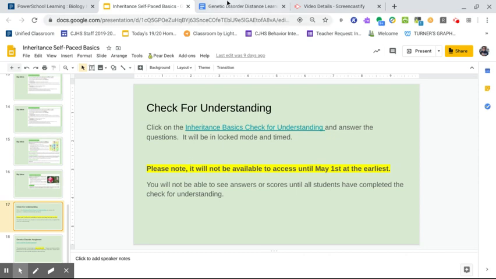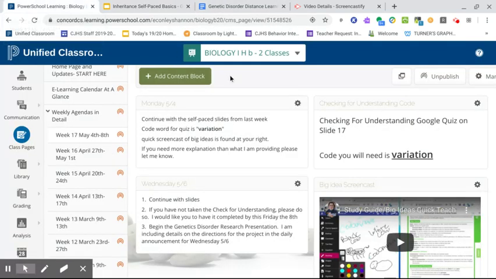Now, here's the deal. You need a code to get into it. Just as a reminder, the code is variation. So after your name and hour, you will have to type in the word variation in order to continue on.